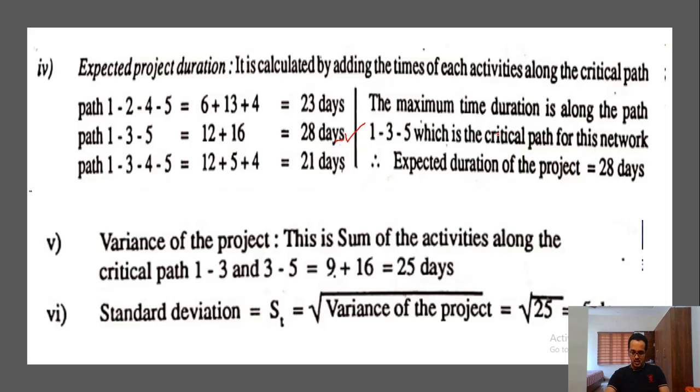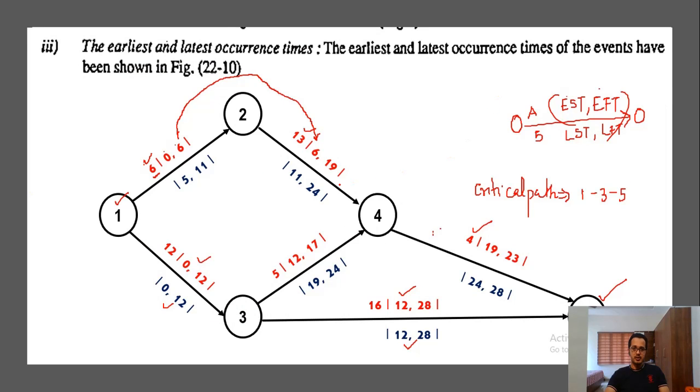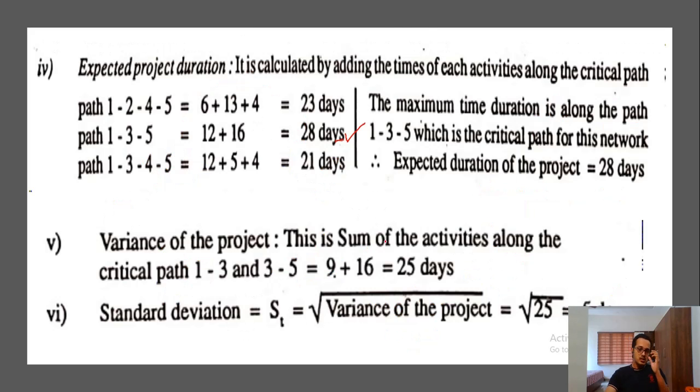Okay, so I suggest you calculate the critical path using the second method, I mean this method, by considering the EST, EFT, LST, LFT values. You can easily find the critical path. After finding the critical path, the expected duration is 28 days. You just add the duration of the critical path.